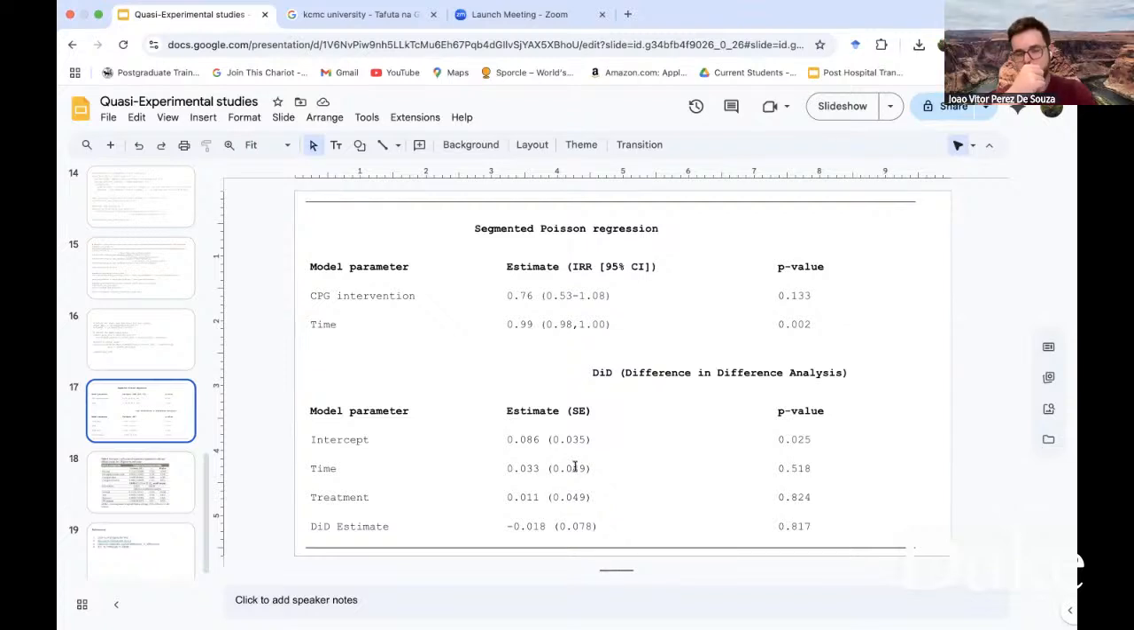I see. Nice. Yeah, and the intercept is the baseline time, baseline treatment, and the baseline DID, at the low.